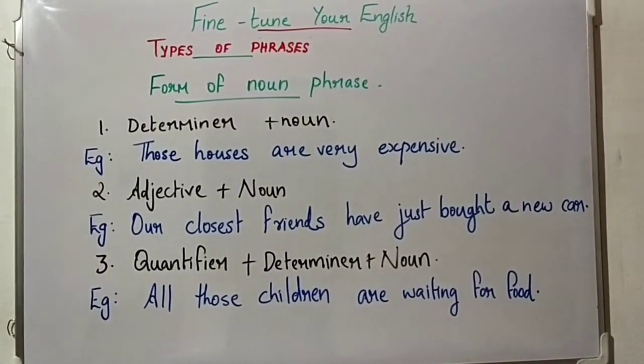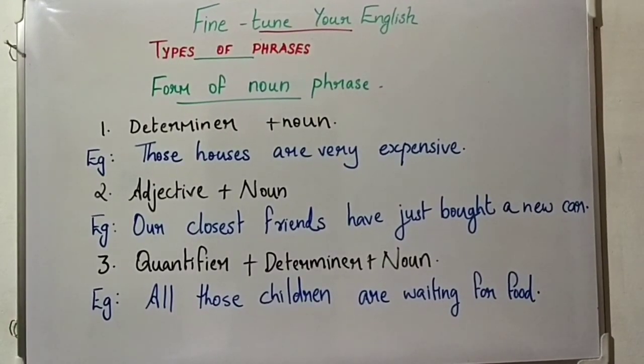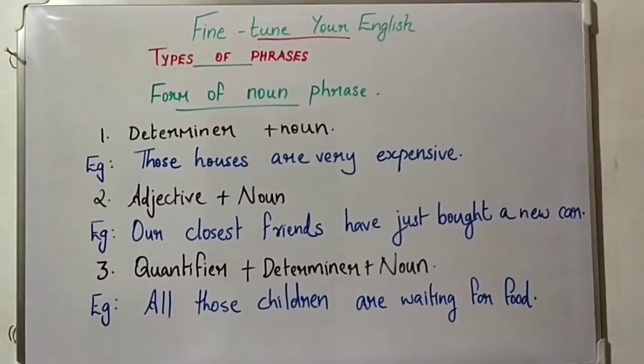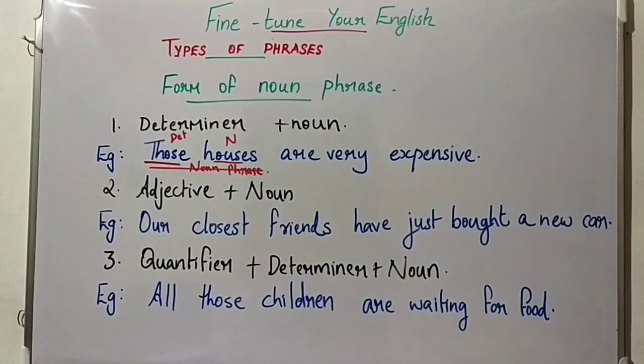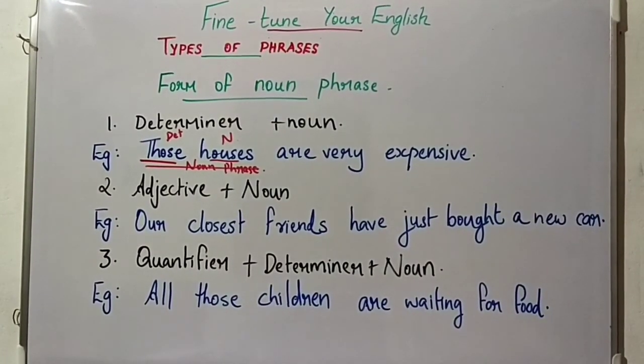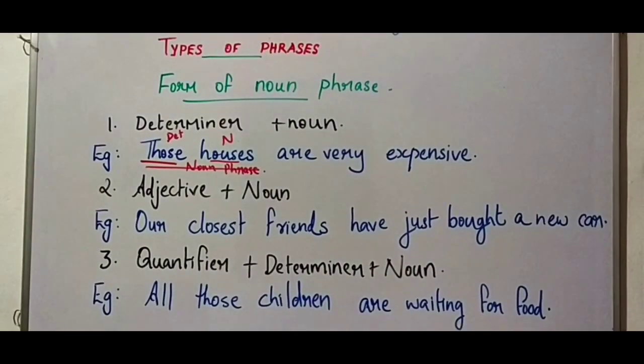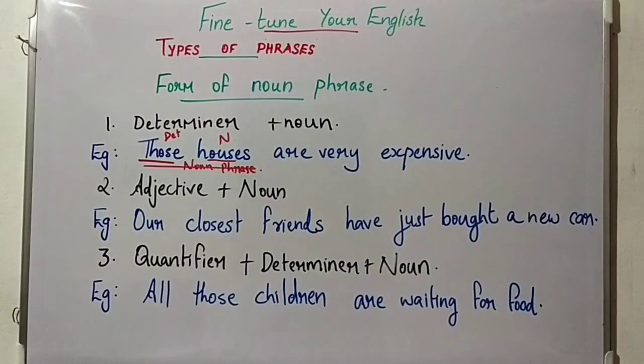Noun phrases can be formed in different ways. First one, it is combination of a determiner and a noun. See the given example. Those houses are very expensive. Those is a determiner and houses is a noun. So altogether these two words make a noun phrase.